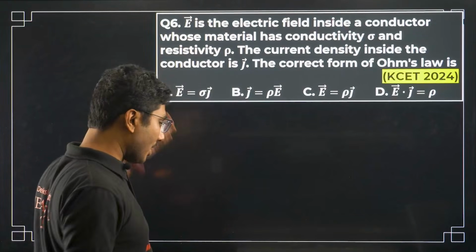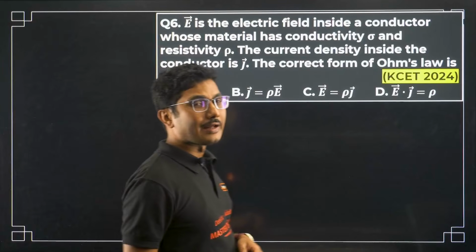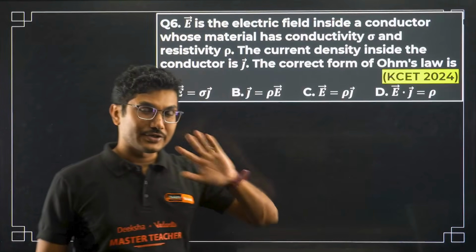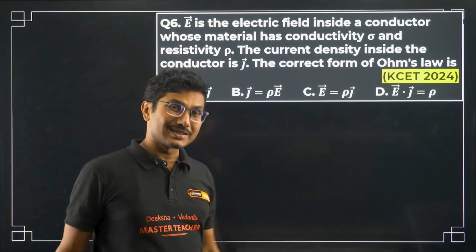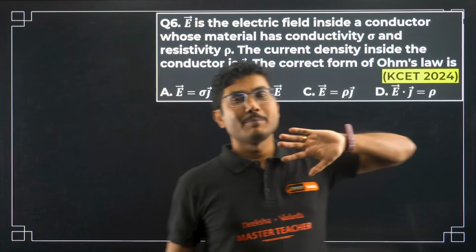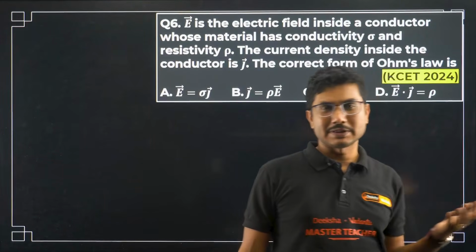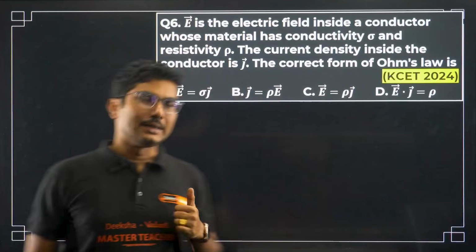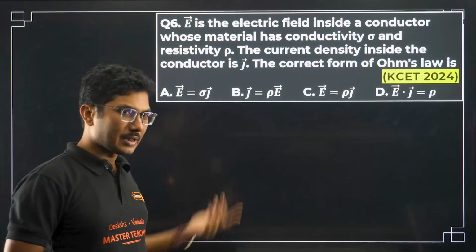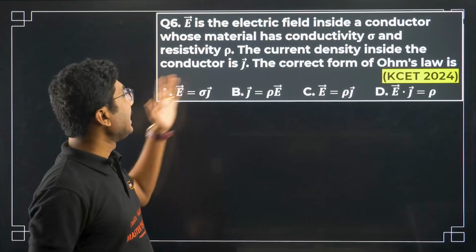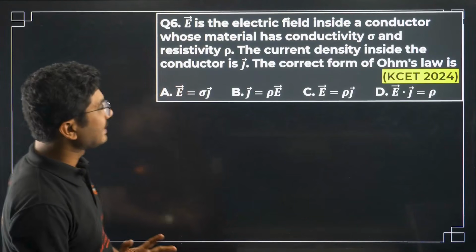As you can see, in 2025 there are 5 questions that directly came from current electricity. There was one more question which was asked from current electricity, but that was a practical, experiment based question. That's why I am not including it in this discussion. Later in future when we discuss experiment based questions, I will include that question as well. Right, now let's see question number 6 from KCET 2024.